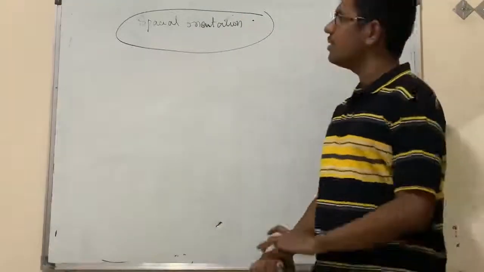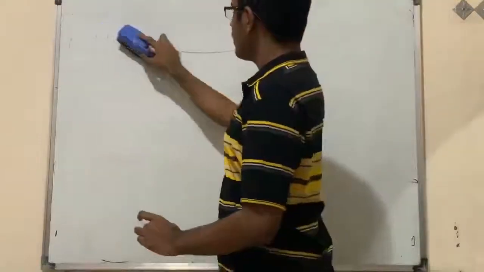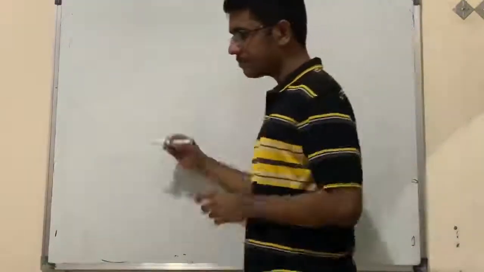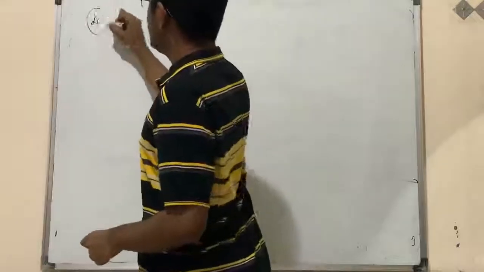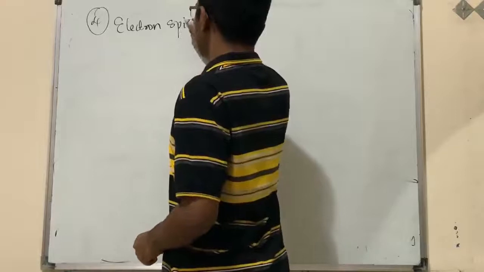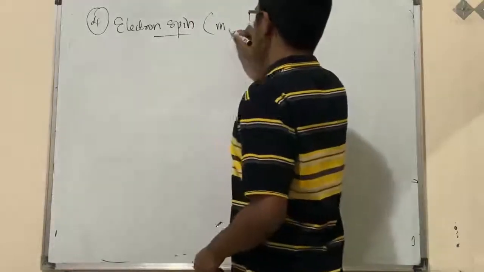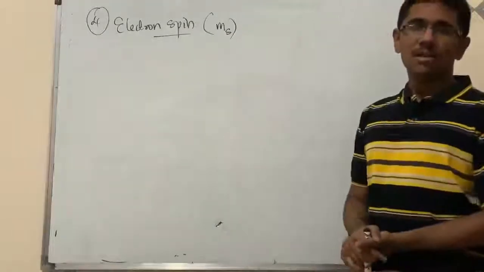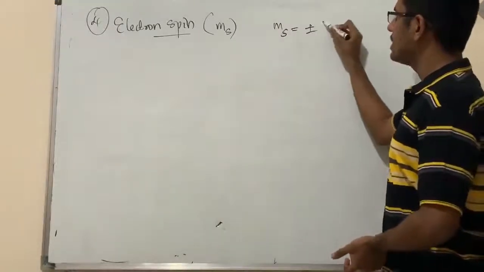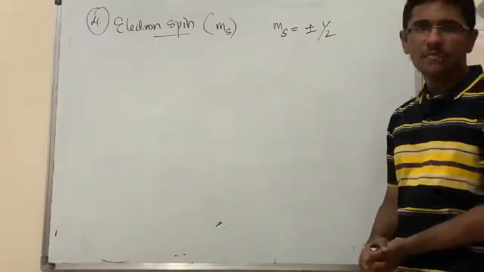So here what you have to discuss is the next quantum number, the magnetic spin quantum number, or you can say the electron spin quantum number. It is denoted by ms. The peculiarity of electron spin is that the ms value is always plus or minus half. What is the meaning of it?